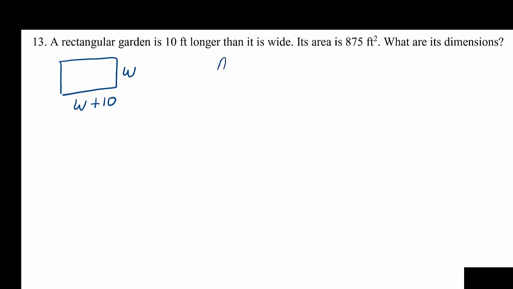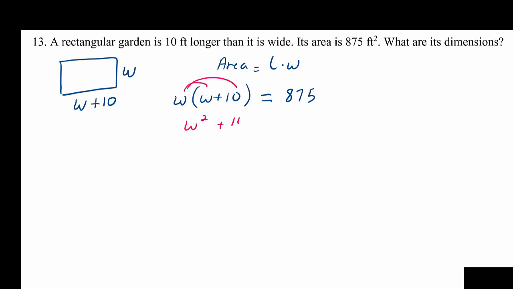And the area we know is found by length times width. So our length is W plus 10. Our width is W. Let's put that in front. And that has to equal the 875 square feet. So we're going to once again distribute the W's here. W squared plus 10W. And subtract the 875 and set that to 0. And you know what's coming, right?